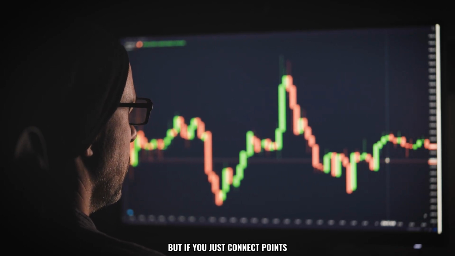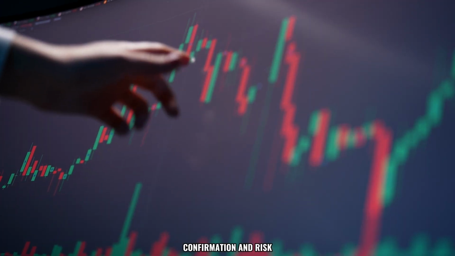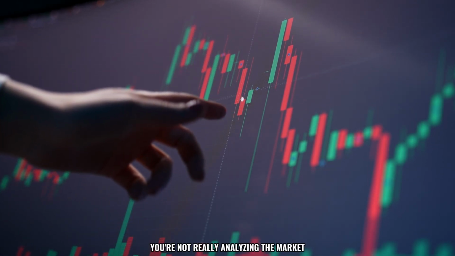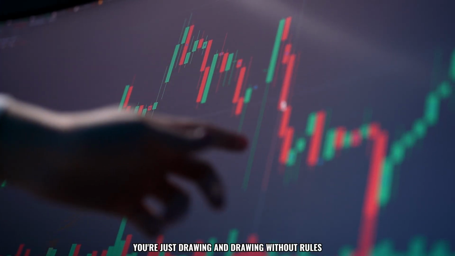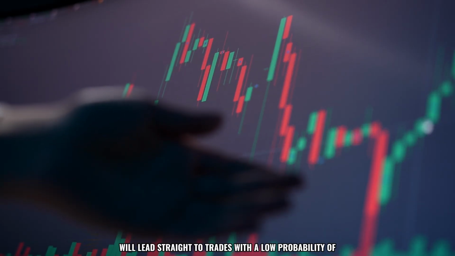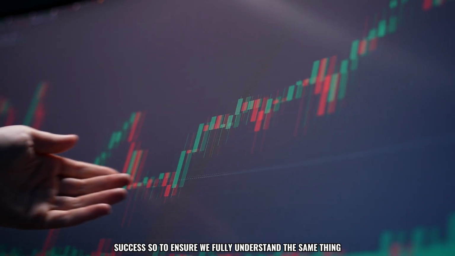But if you just connect points without any strict rules for entry, confirmation, and risk, you're not really analyzing the market, you're just drawing. And drawing without rules will lead straight to trades with a low probability of success.